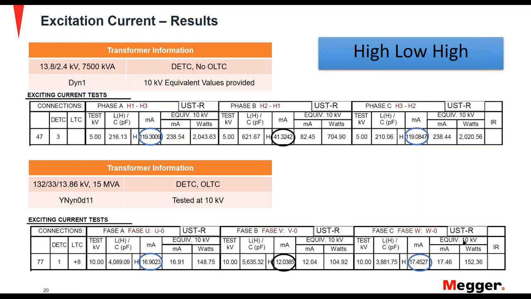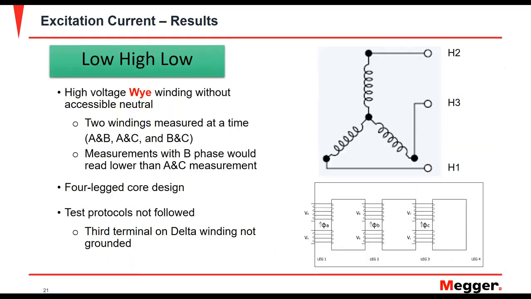So now let's look at the second type of excitation current pattern. This pattern is the low-high-low pattern. This kind of excitation current trace is exhibited if you have, for example, a high voltage winding that is Y configured, but its neutral is not accessible. Because the neutral is not accessible, two windings have to be tested at the same time.